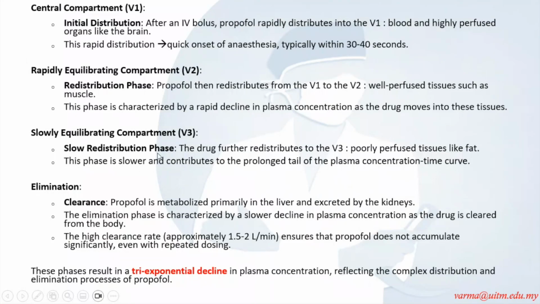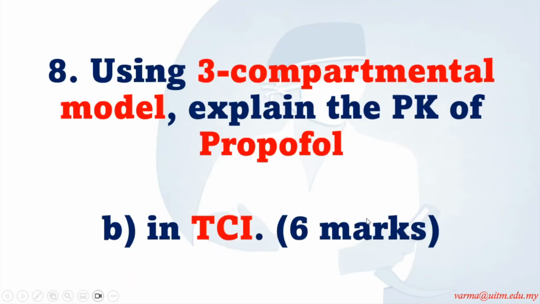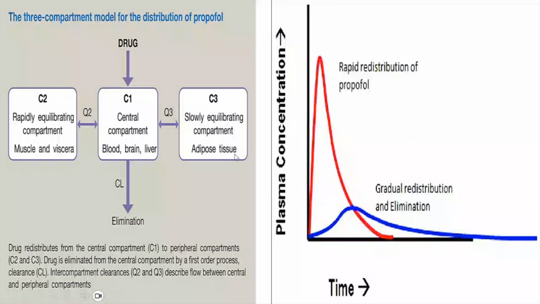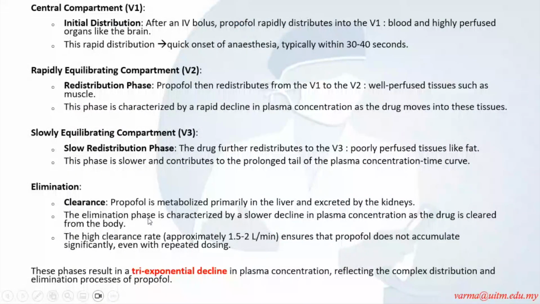Slow redistribution phase: the drug further redistributes to V3, poorly perfused tissue like fat. The phase is slower and continues, producing a prolonged tail of the plasma concentration curve. This is the prolonged tail of the plasma concentration curve. Clearance: propofol is metabolized primarily in the liver and excreted by the kidney. The elimination phase is characterized by slower decline in plasma concentration as the drug is cleared from the body. High clearance rate ensures that propofol does not accumulate significantly even with repeated dosing. These phases result in a tri-exponential decline in plasma concentration, reflecting the complex distribution and elimination process of propofol.